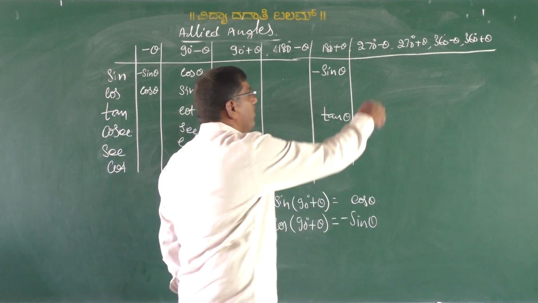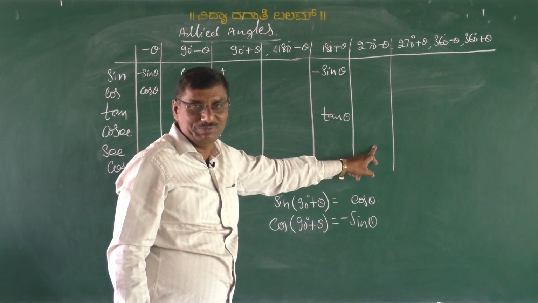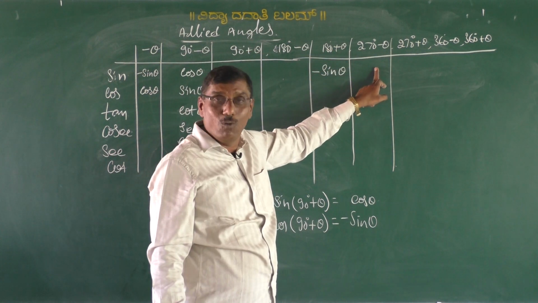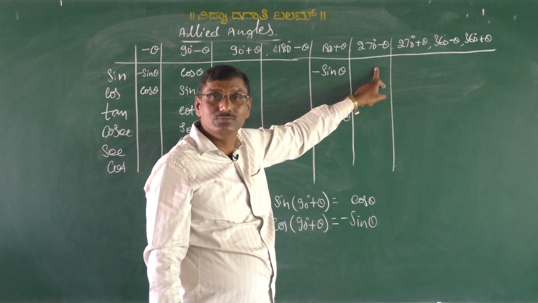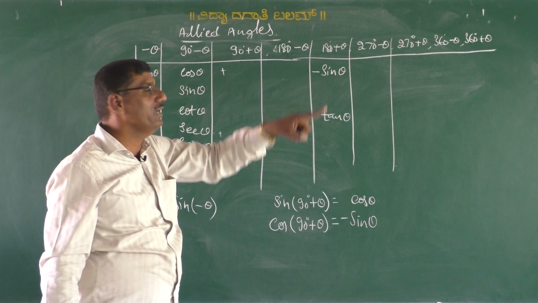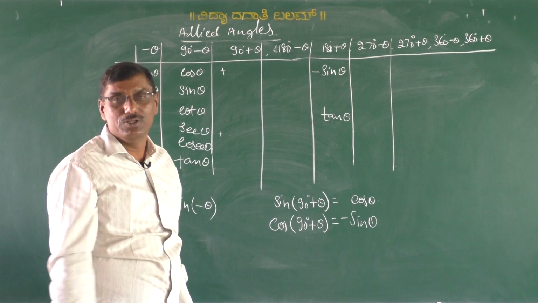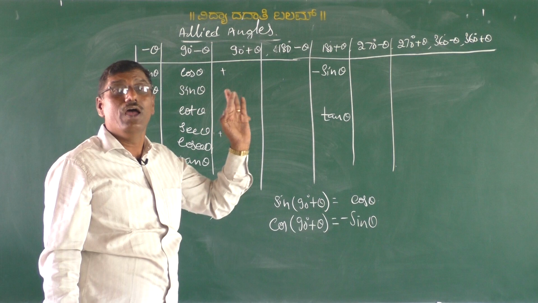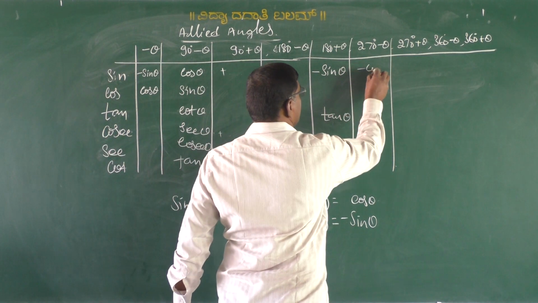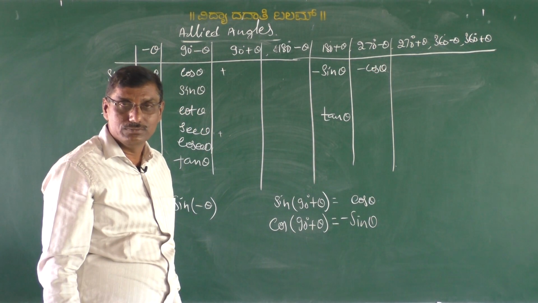Yes, we can define 270 similarly. Here we get co-ratios. Sine of 270 minus theta is what? Co-ratio, minus cos theta. How? 270 minus theta is in the third quadrant, where sine is negative, so we get the co-ratio with a negative sign, minus cos theta. Similarly, we can write the remaining allied angles.